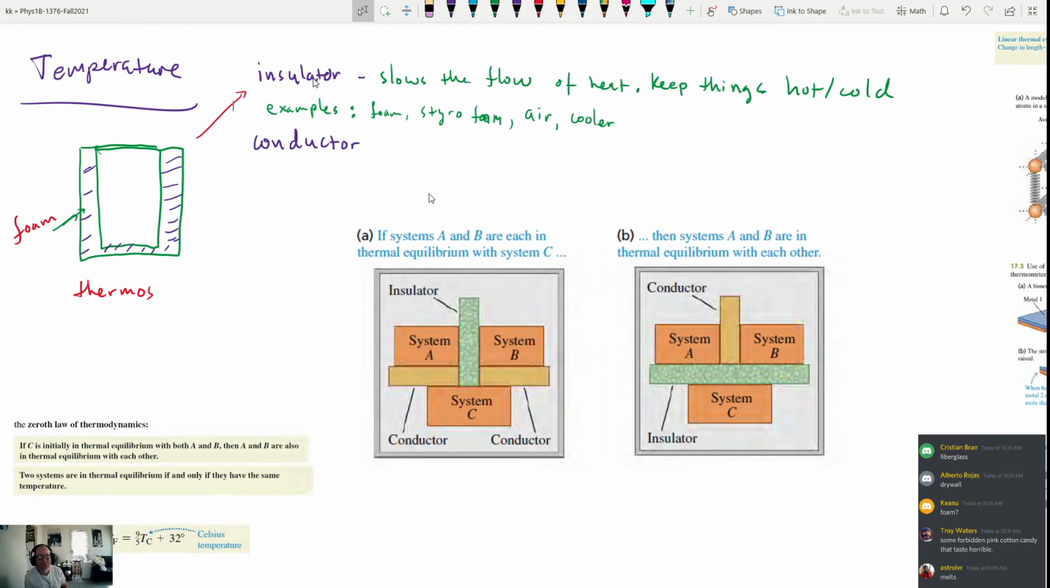Okay, a conductor is the opposite of this. A conductor basically allows heat to flow really, really well.